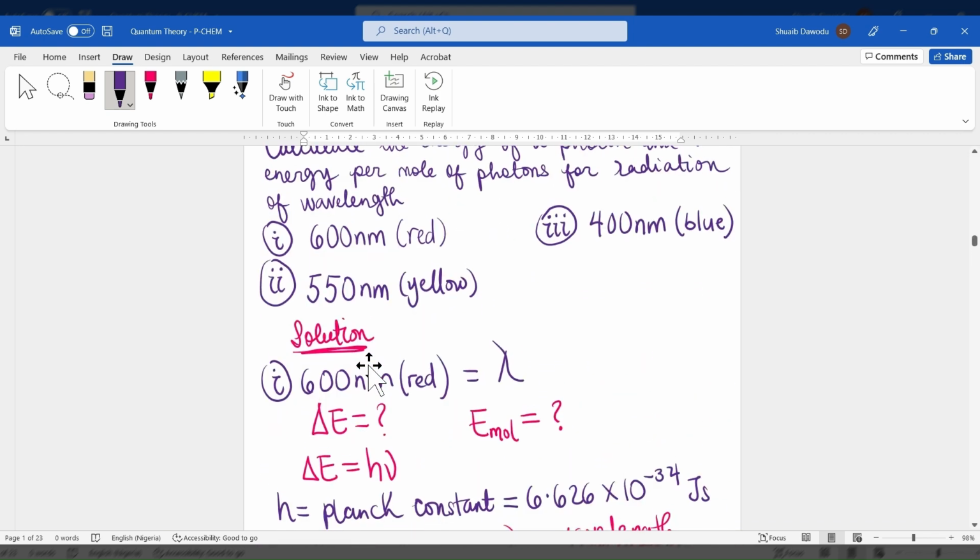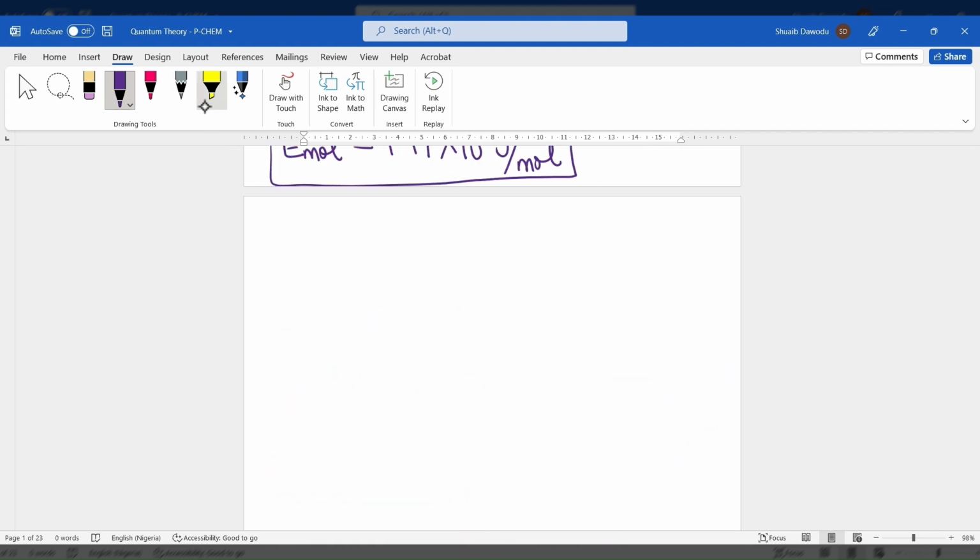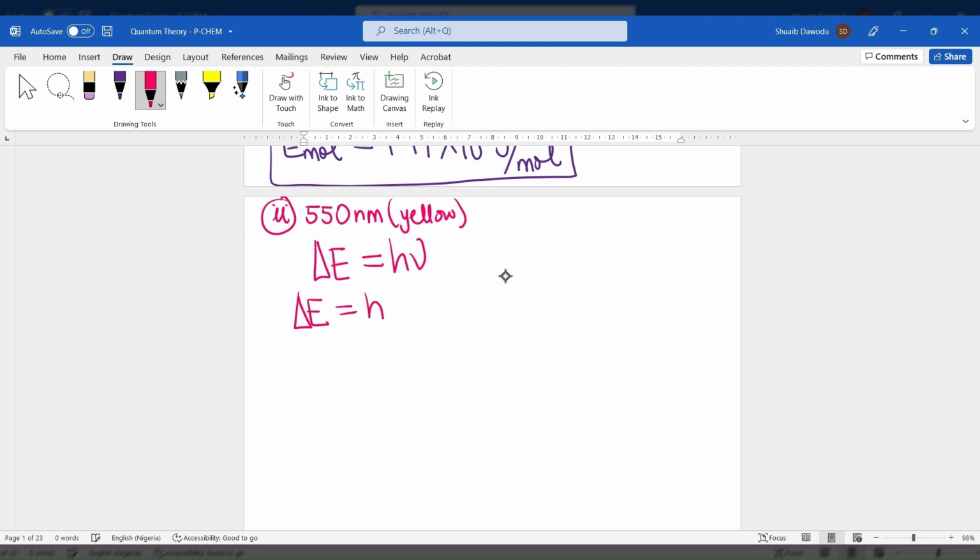Now let's go back. The second we have is 550 nanometer, so we're going to solve for that. 550 nanometer, yellow. We have the change in energy or energy of photon equal to hv, which is just Planck's constant times frequency. So the change in energy is equal to Planck's constant times c divided by lambda. So we're just reusing that equation. We have Planck's constant, we have the speed of light value, and of course we have the wavelength. So you just simply substitute.